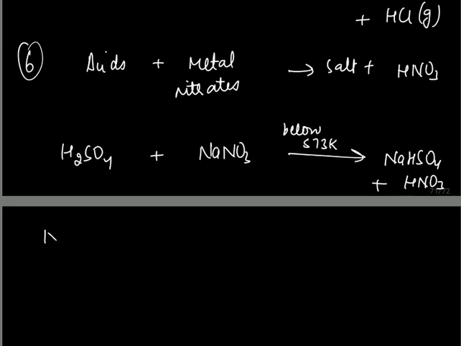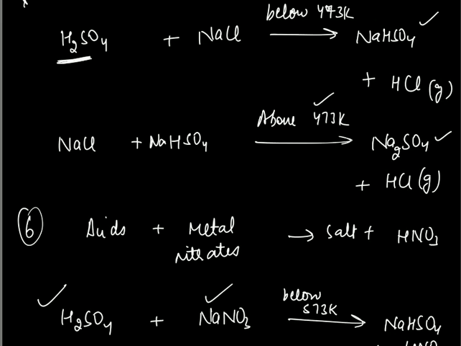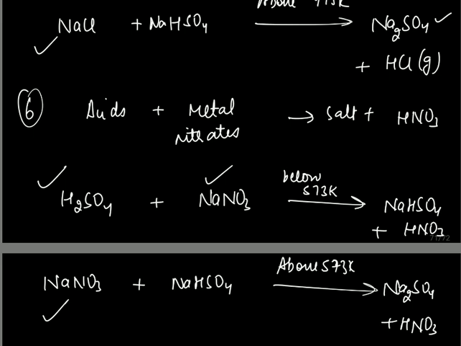Then if we take NaNO3 again, make it react with sodium bisulfate. You can even take these two reactants, just write the temperature above 573 Kelvin. That will also work and it will give you sodium sulfate plus HNO3. Both ways are okay. You can write like this in continuation, or you can just write sulfuric acid plus NaNO3 gives you sodium bisulfate. In the second reaction also you can use the same reactants and you will get sodium sulfate and HNO3. You can do it that way also, that's not a problem.